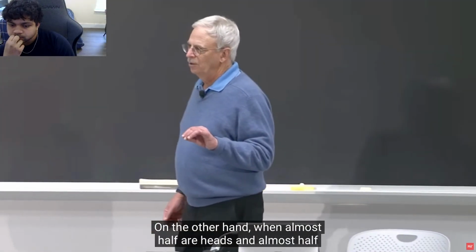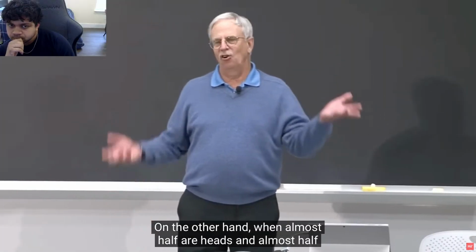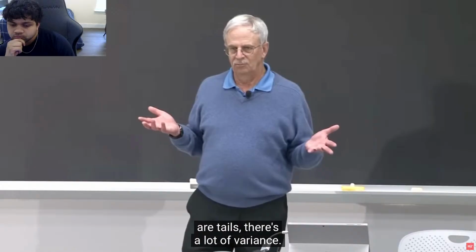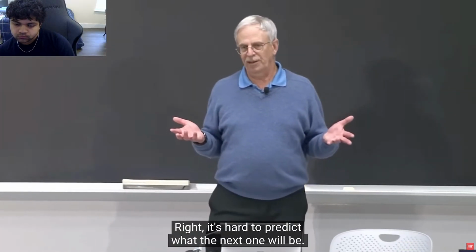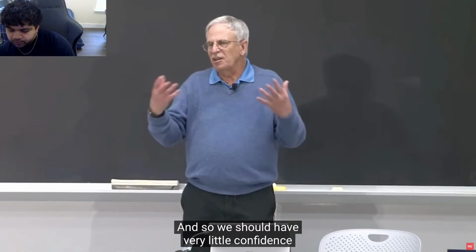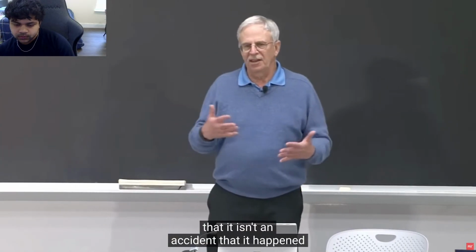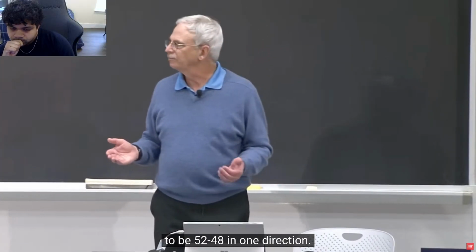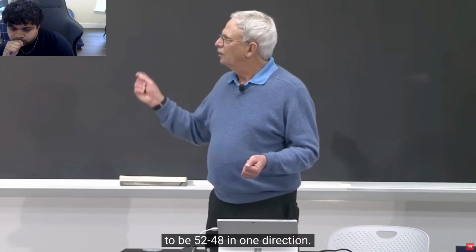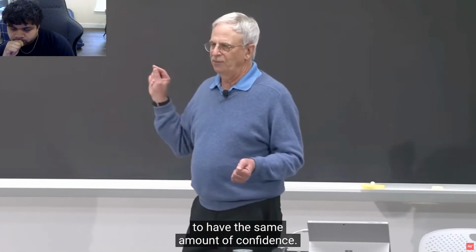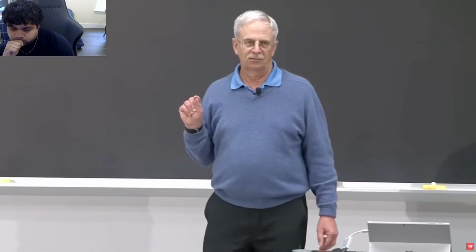On the other hand, when almost half are heads and almost half are tails, there's a lot of variance. Right? It's hard to predict what the next one will be. And so we should have very little confidence that it isn't an accident that it happened to be 52-48 in one direction. So as the variance grows, we need larger samples to have the same amount of confidence.